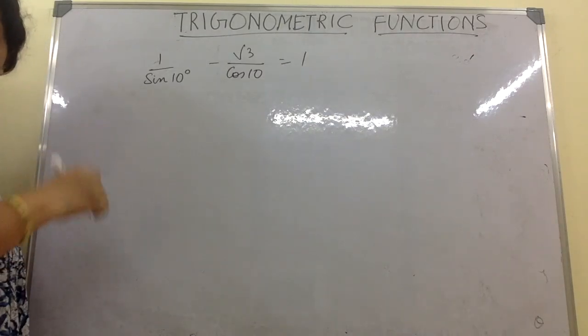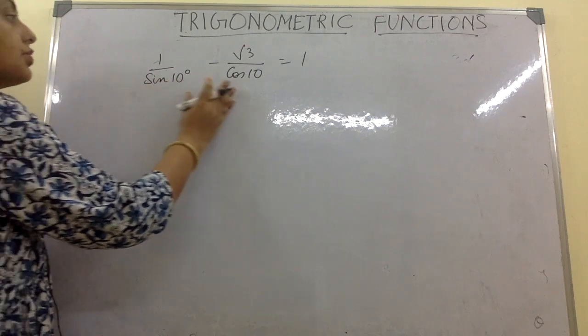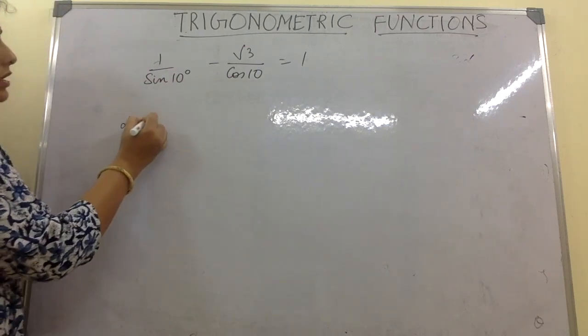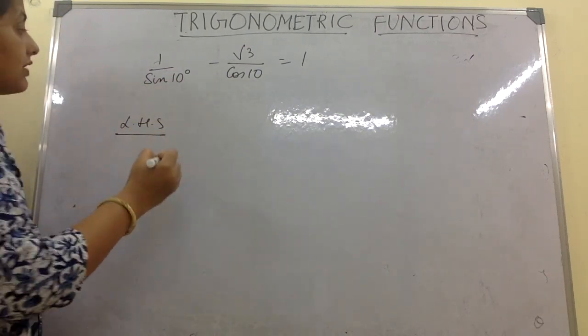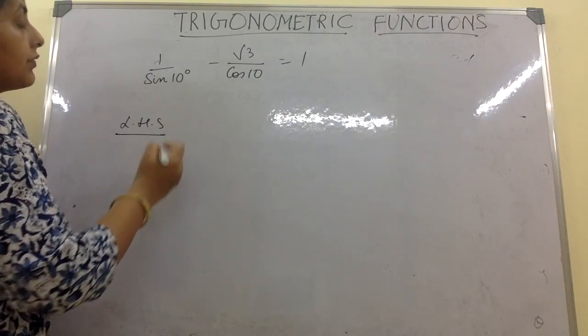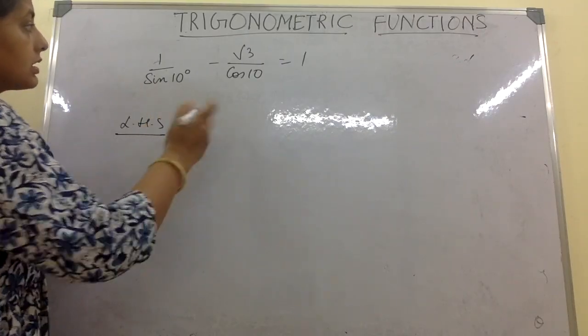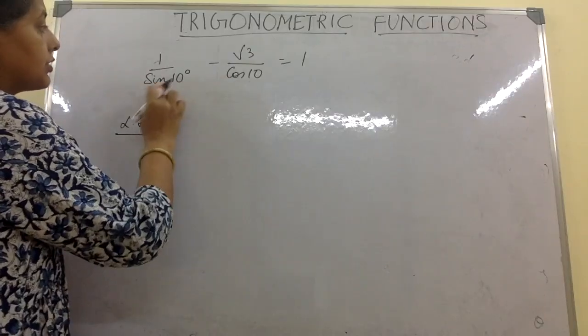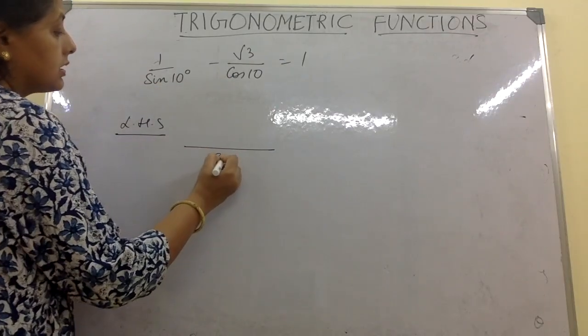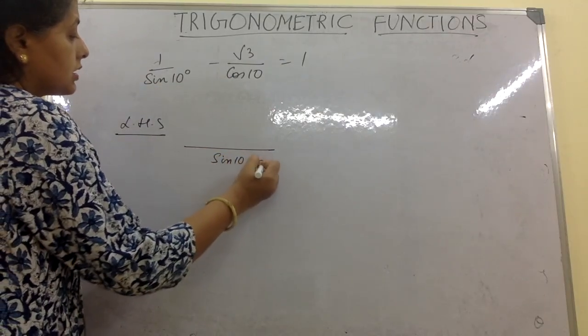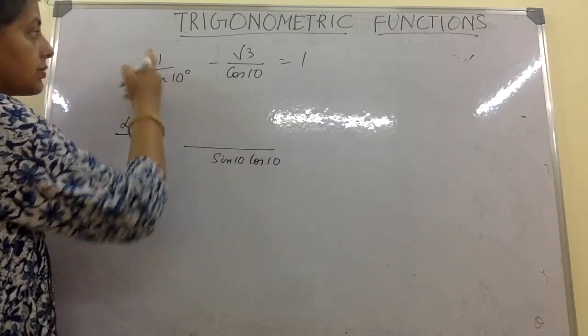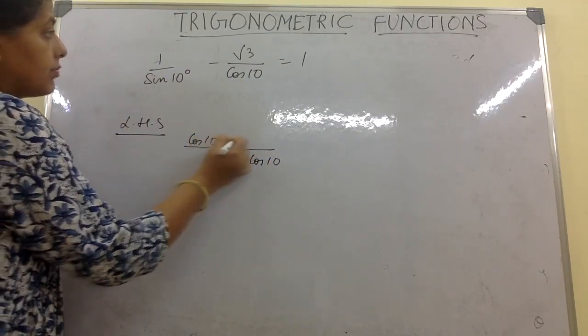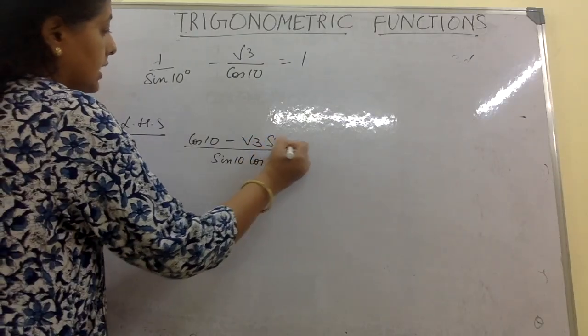Now we have to prove this: 1 by sin 10 minus root 3 by cos 10. We'll start from the left hand side. Okay, once we start from the left hand side, we'll take the LCM because otherwise we are not able to join these two. So sin 10 cos 10 in the denominator. In LCM what happens? This gets multiplied here. Cos 10 minus root 3 sin 10.